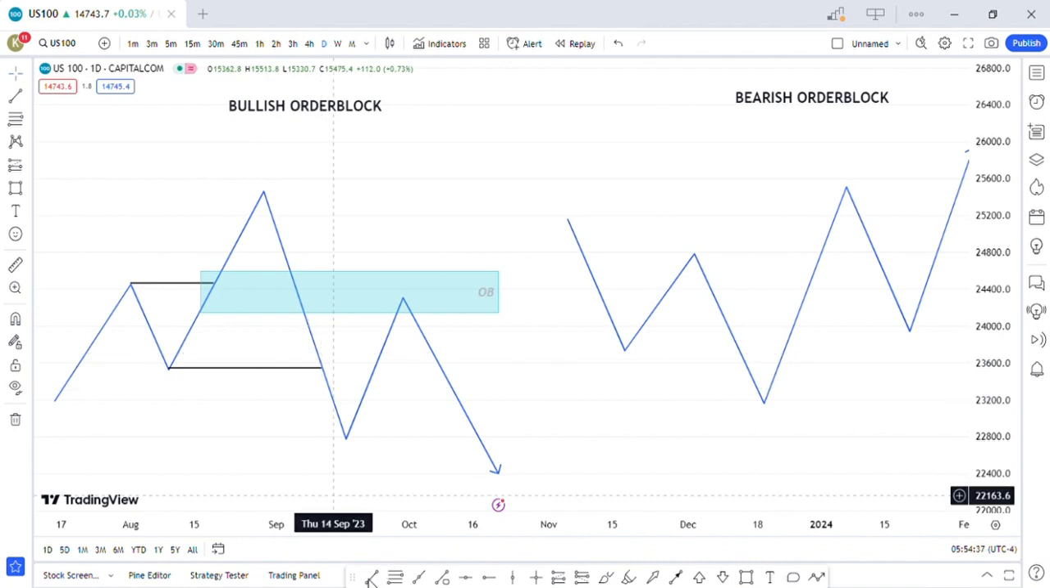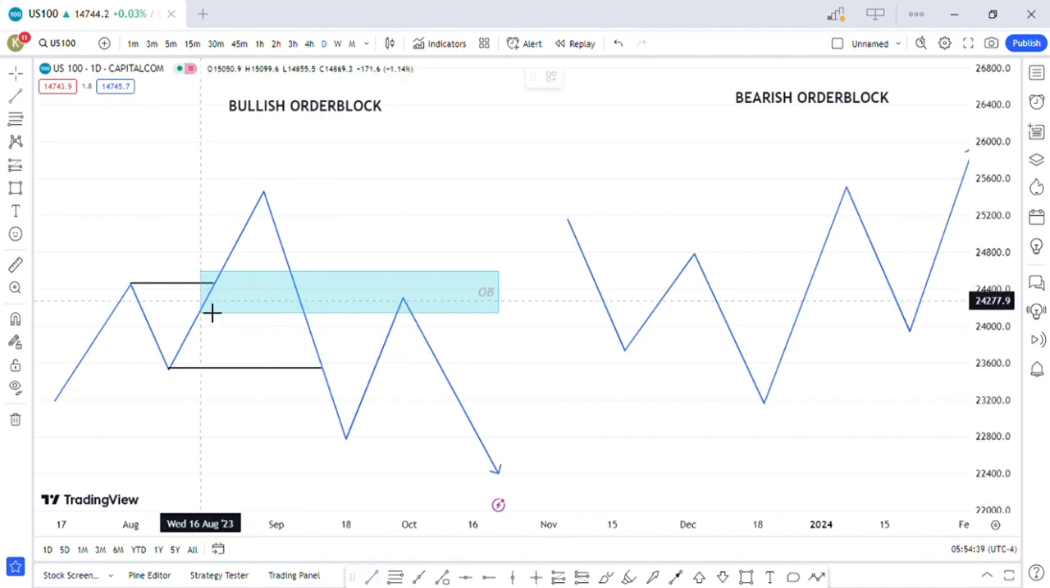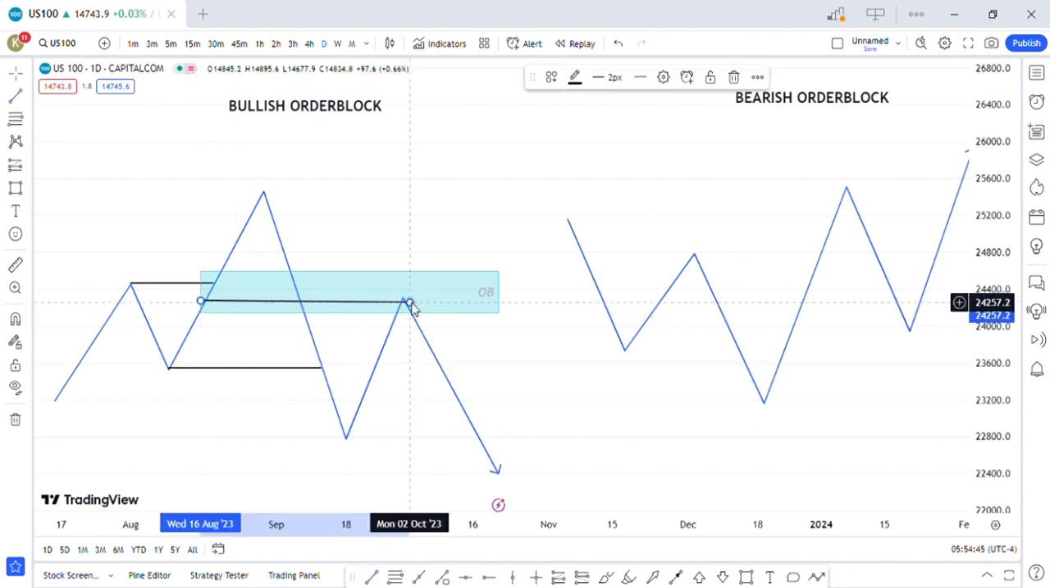So what I like to use is the open of the order block or the mean threshold of the order block. What is a mean threshold? Mean threshold simply means 50% of the order block. If the order block is from here to here, you look at the 50% of the order block, which means the middle part of the order block, and you take your trades from there.